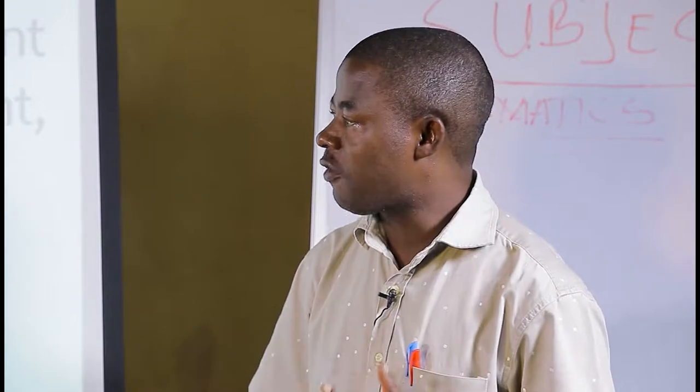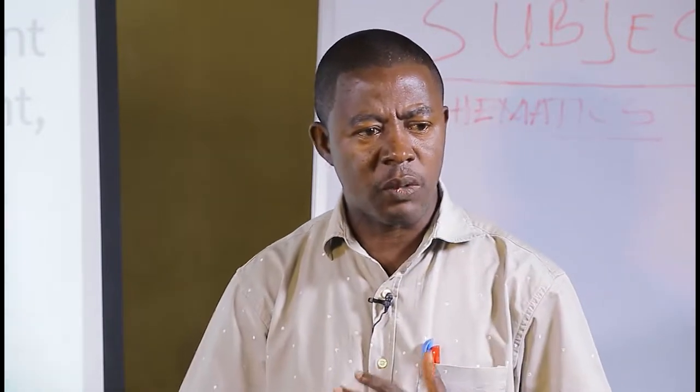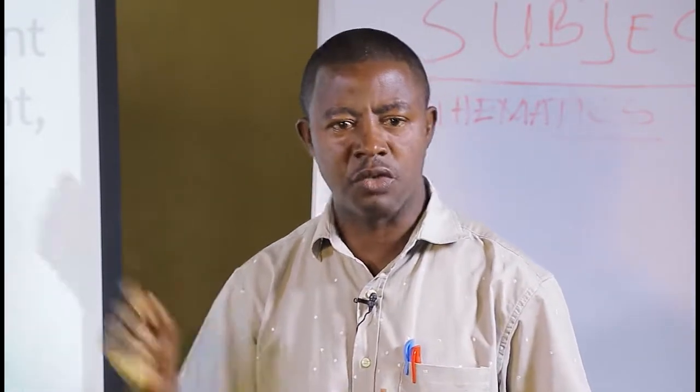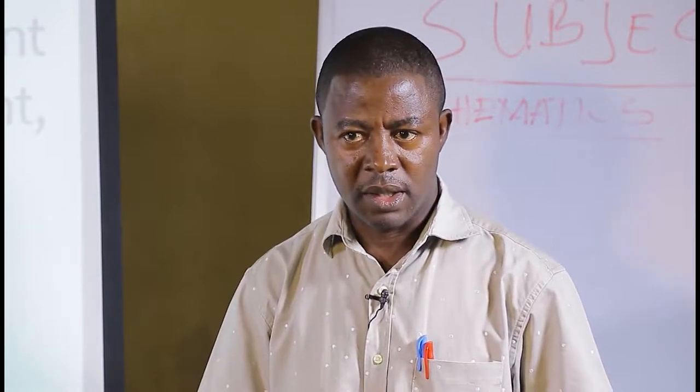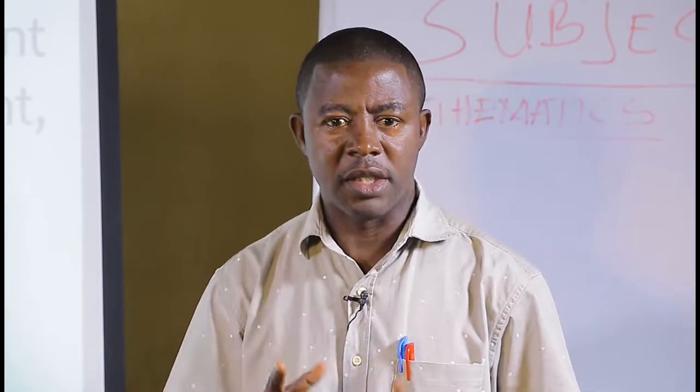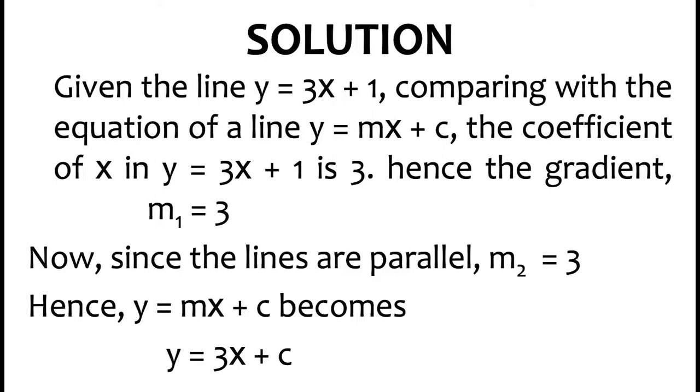Now, we are expected to find an equation that is parallel to this given equation. Now the condition is their gradients are the same. Since the lines are parallel, if M1 is 3, of course M2 must be 3 because the two lines are parallel. That is a condition given in the question.